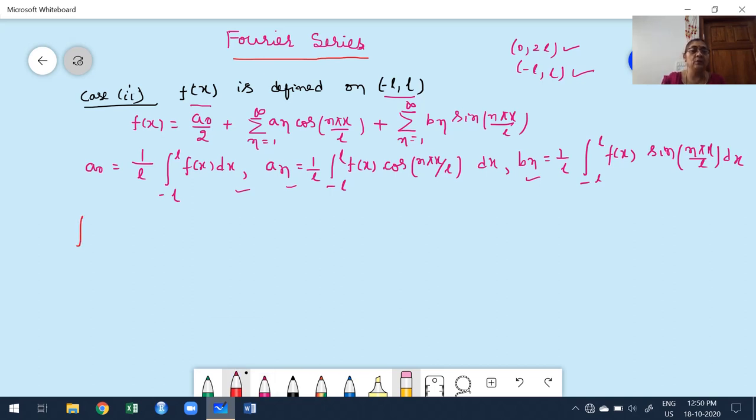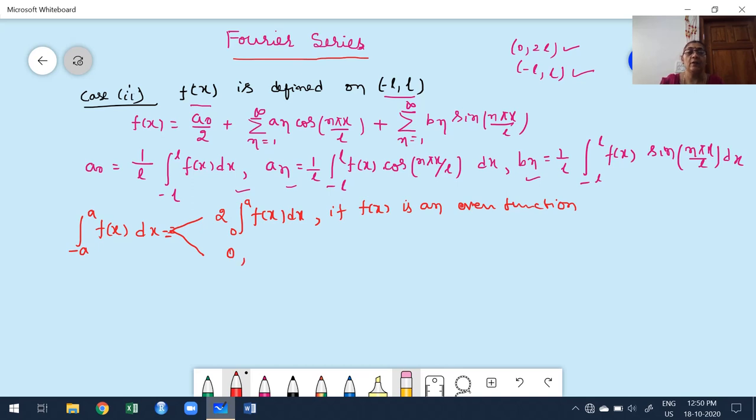Before considering the two subcases, recall the definite integral we discussed in the first class of Fourier series, the prerequisite integration of f of x dx from minus a to a. There are two cases. One is twice the integral from 0 to a of f of x with respect to x, if f of x is an even function. Suppose f of x is an odd function, what happens? This integral value is 0. This result we already discussed in the first class. Based on this result, we are going to take two subcases.